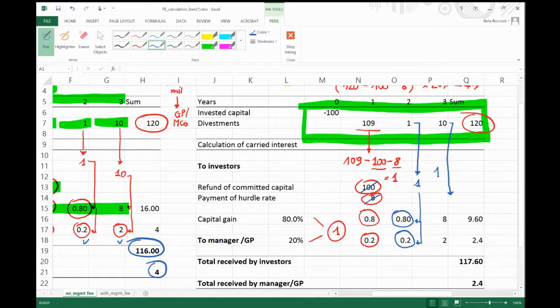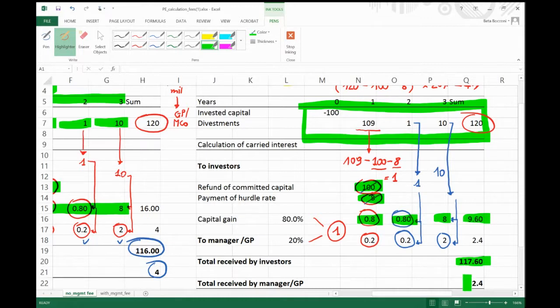You have a total liquidation value of 10. You have already repaid committed capital and other, and so the usual 80%, 20% is applied. Please notice that in this case, if you consider the total values, investors have received 100 million euro back invested capital, 8 million hurdle rate, and then 80% of the extra value. So an amount of 108 plus 9.6, an amount of 117.6. That, compared to case number 1, is higher, exactly because the amount paid to the general partner is lower.